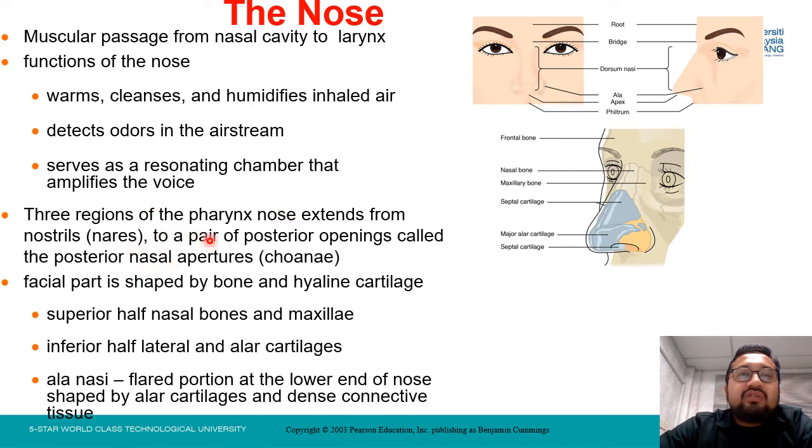So, three regions of the pharynx. The nose extends from the nostril, daripada lubang hidung lah, to a pair of posterior openings called the posterior nasal apertures or choanae. The facial part is shaped by bone and hyaline cartilage. Superior half is nasal bones and maxilla. Basically muka kita ni, kalau kita tengok skull, yang kita nampak tu adalah daripada bone sahaja, tapi sebenarnya ada lagi cartilage yang bersambung dengan bone tersebut yang membentuk muka kita lah.